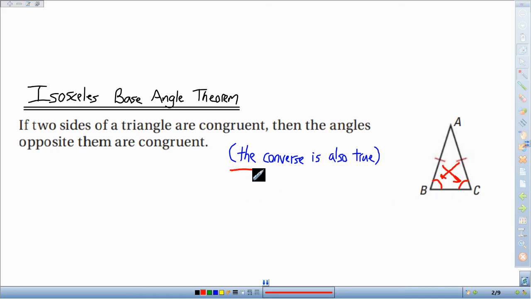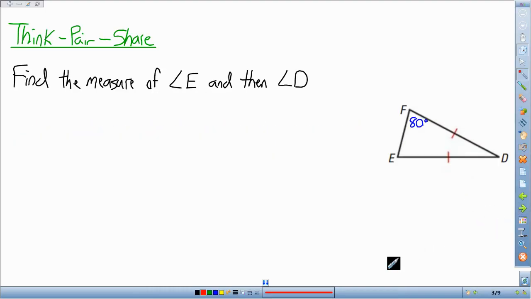The other thing I want to point out is that the converse is also true. What that means is that if we have two congruent base angles, then the side lengths opposite those angles are congruent. So just to sum it up, congruent sides leads to congruent base angles, and congruent base angles leads to congruent sides.